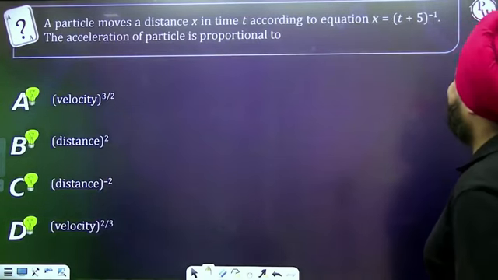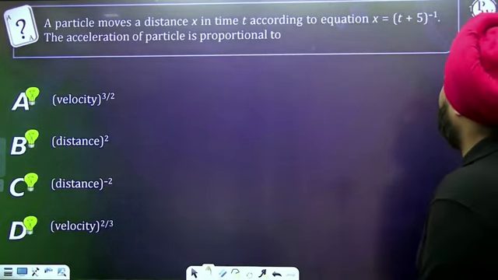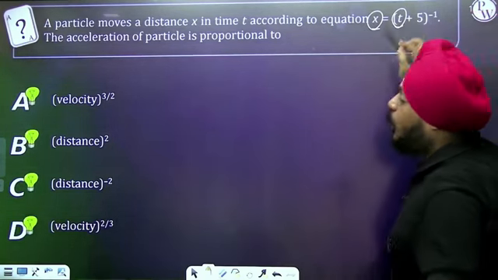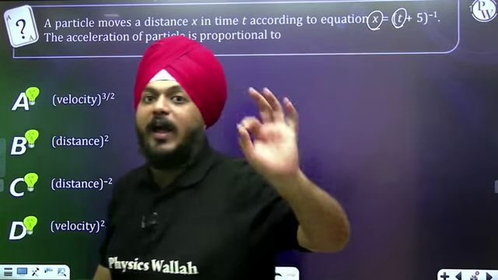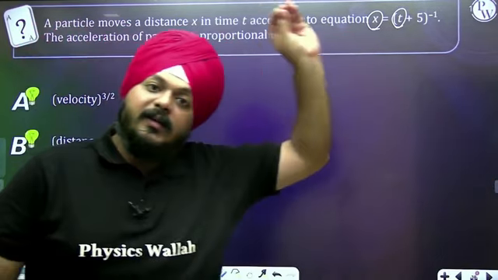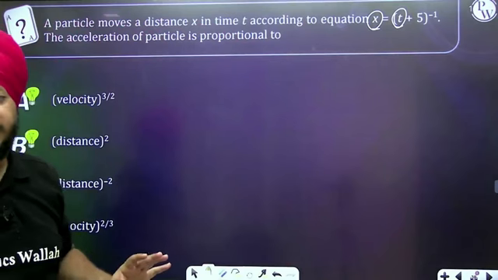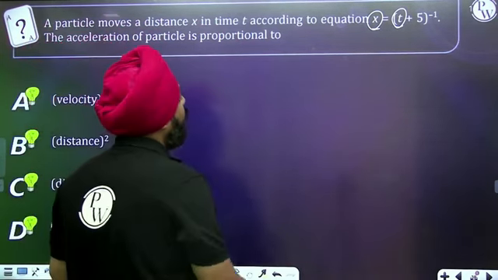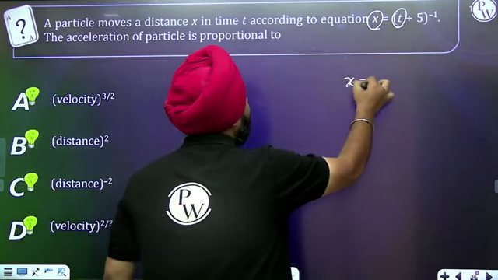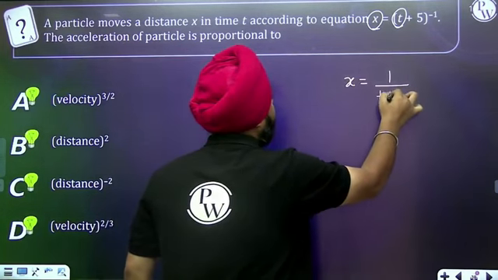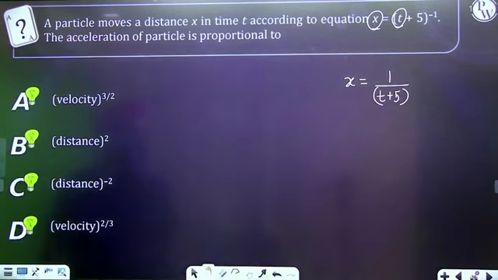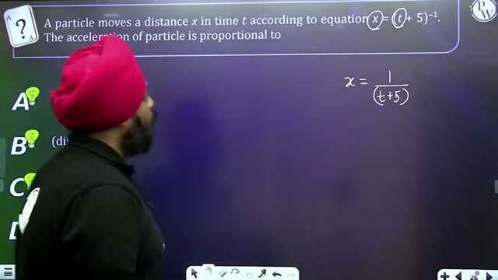A particle moves a distance x in a time according to the equation. Now here, one motion parameter depends on another, so immediately you should have a click that the calculus method is going to be used. The particle moves distance x equal to (t plus pi) to the power minus 1, that is 1 divided by (t plus pi). The acceleration of the particle is proportional to what?